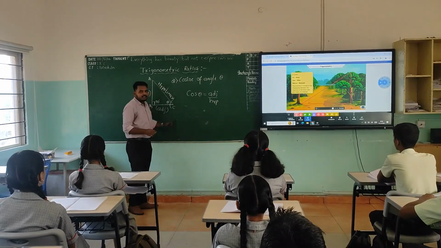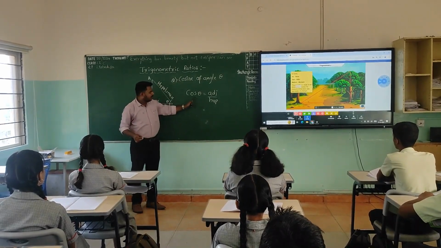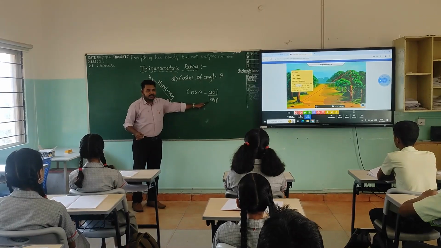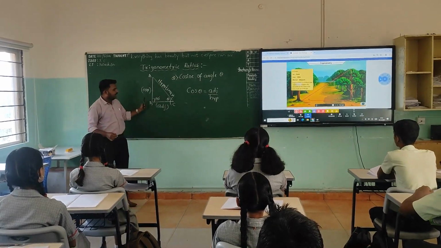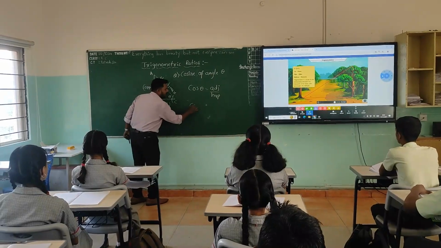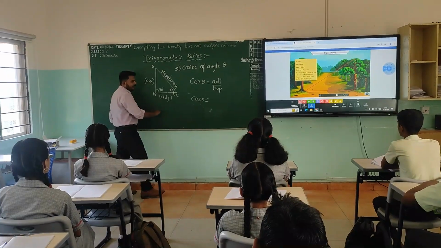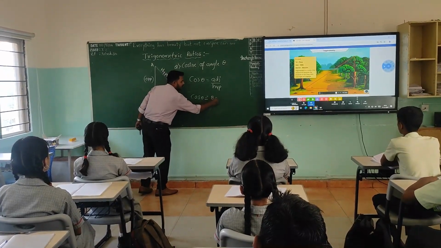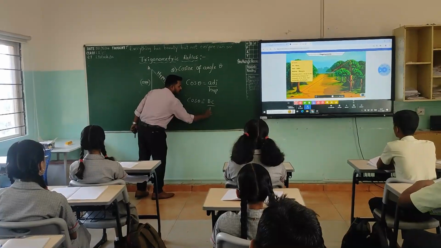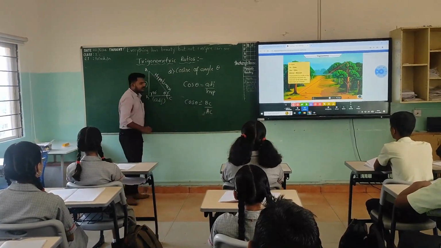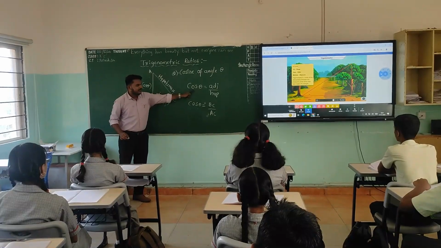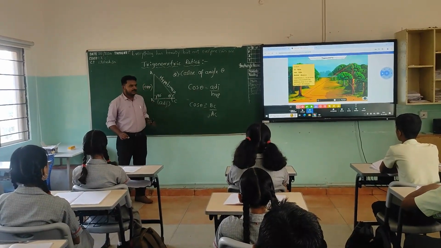So sin theta is opposite by hypotenuse, whereas cos theta is adjacent by hypotenuse. So from right angle triangle ABC, cos theta is equal to, which is the adjacent side? BC is adjacent. So BC divided by the hypotenuse, BC divided by AC. Here this is our second ratio. Cos theta is equal to adjacent by hypotenuse.